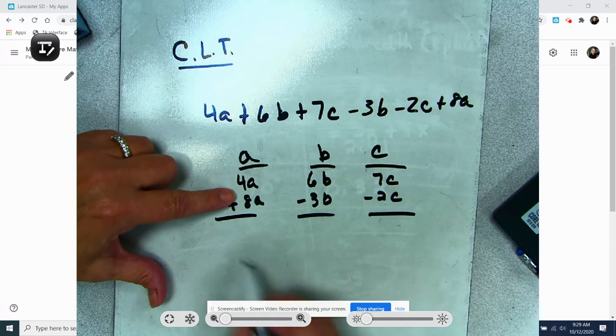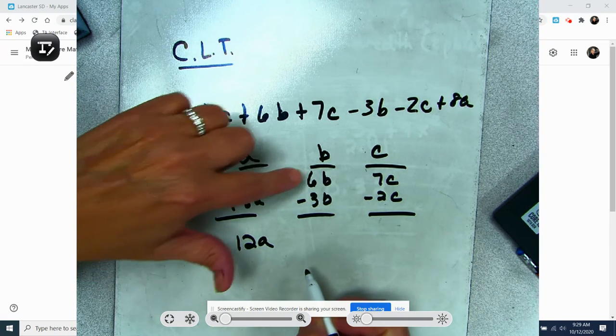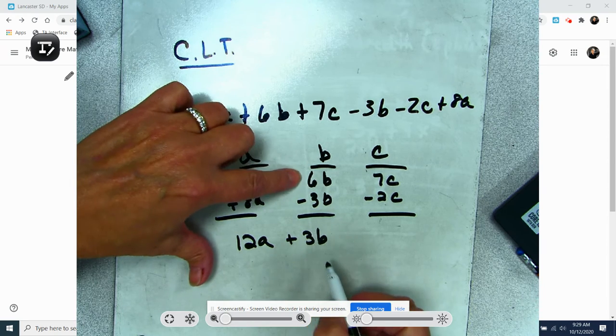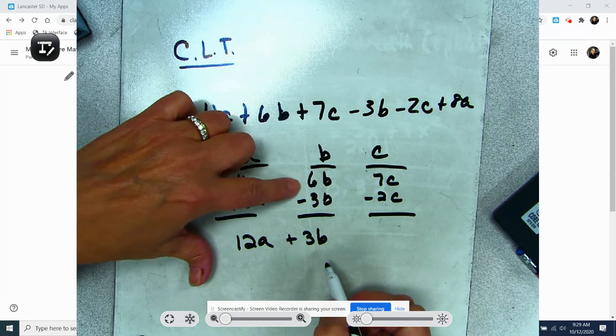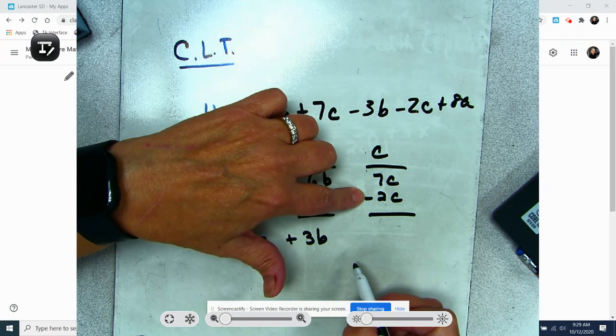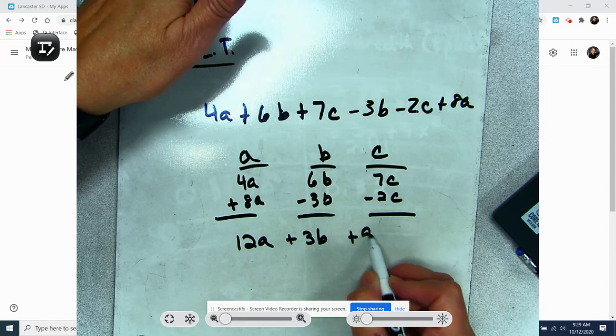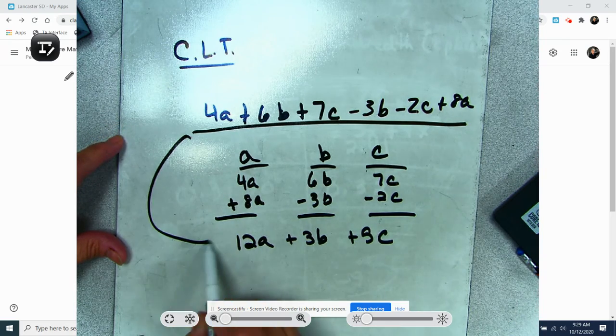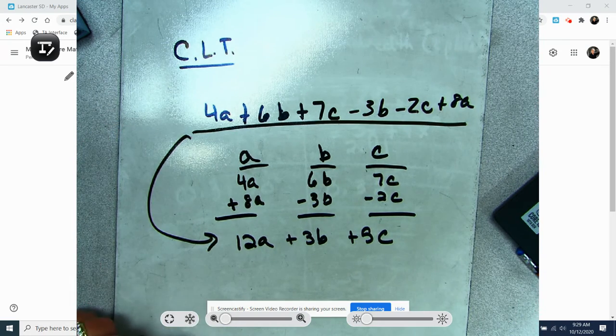So 4 plus 8, this would be 12a. 6 minus 3 would be 3b, and since 6 is bigger, we take the sign and it's positive. 7 positive minus 2 is going to give us a positive 5c, and this entire equation up here gets set down to this. So combine like terms.